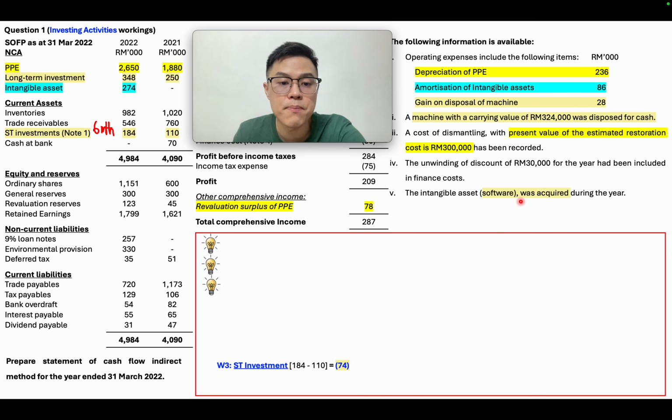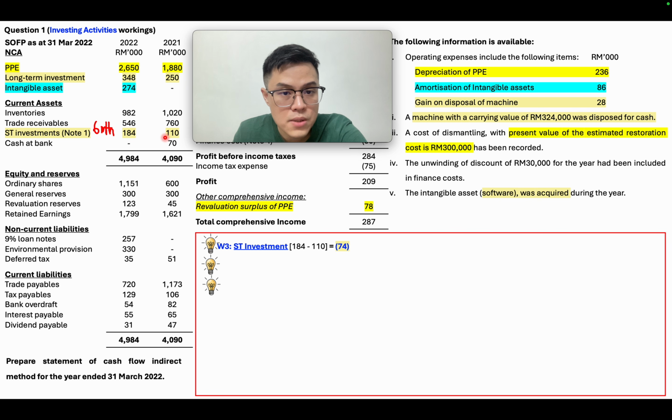Let us start with a simple one. Short-term investment. So since more than 3 months is your investing activity. Last year 110, this year 184. Therefore, increase by 74 is the investment. Because increase already, meaning to say you spend money.